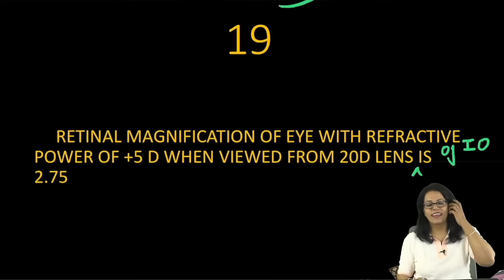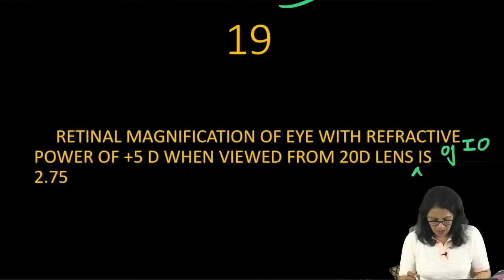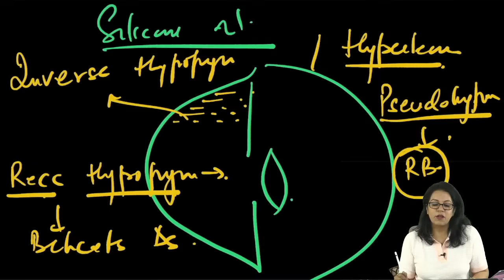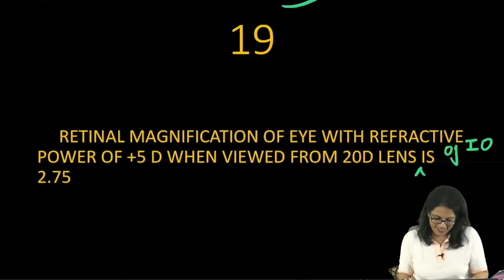Then we talk about pseudohypopyon. You all have not answered me yet. Pseudohypopyon is seen in tumors, like retinoblastoma. They are not pus cells, they are tumor cells. Then you call it pseudohypopyon. So it can be a feature of retinoblastoma. Okay, we come to the next one.